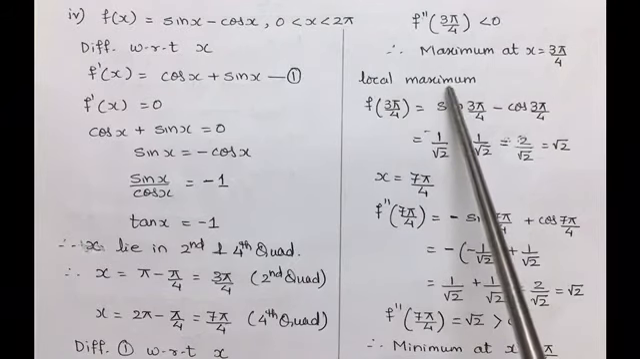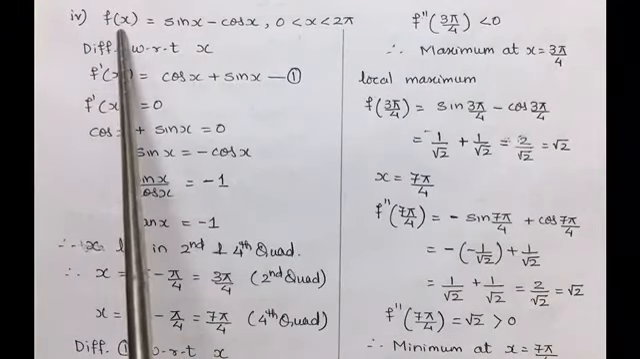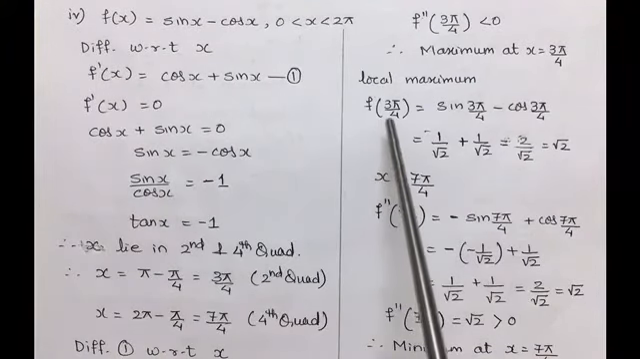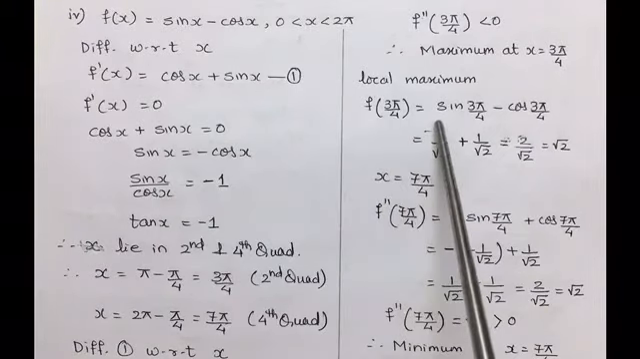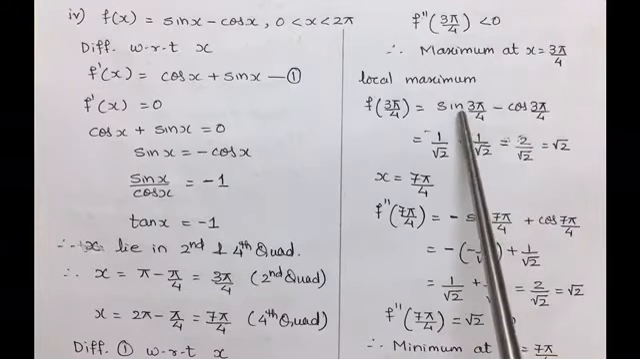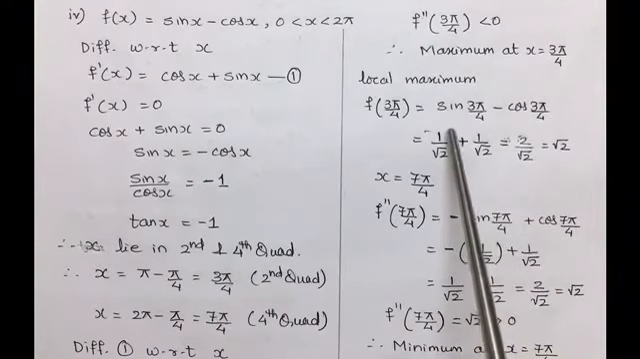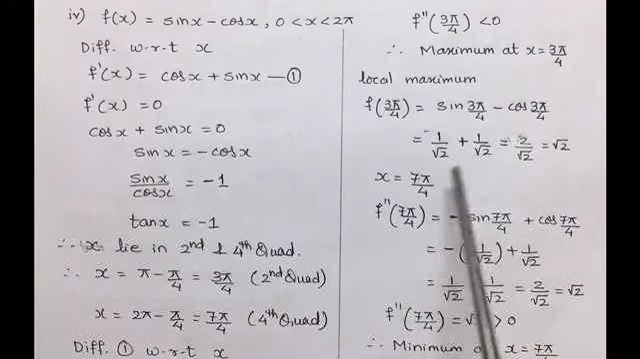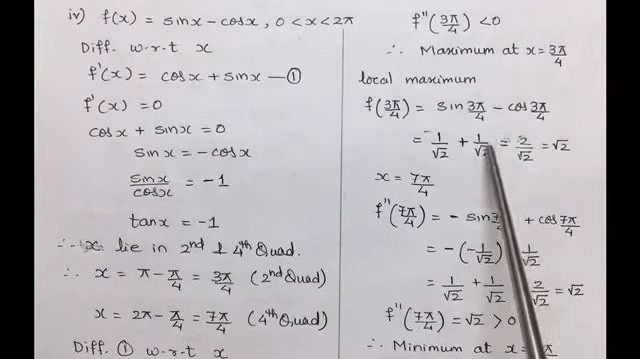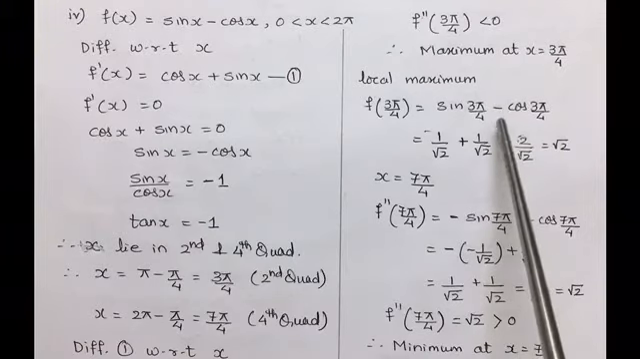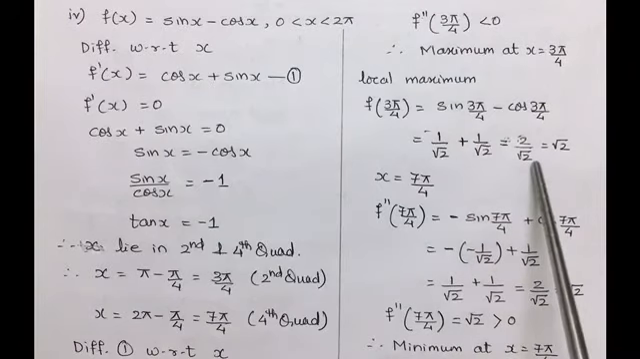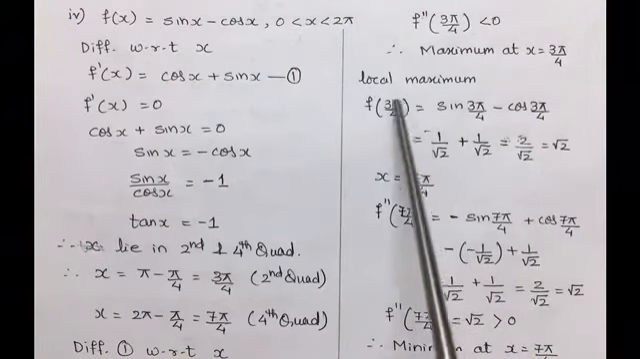Now to calculate the local maximum, we substitute the value of x as 3 pi by 4 in f. So f of 3 pi by 4 is equal to sin 3 pi by 4 minus cos 3 pi by 4. Sin in the second quadrant is positive, so it gives us directly 1 upon root 2. Cos 3 pi by 4 in the second quadrant gives us minus 1 by root 2. So minus and minus makes it plus, and we get plus 1 by root 2. 2 upon root 2 will give us root 2 as the value of the local maximum.